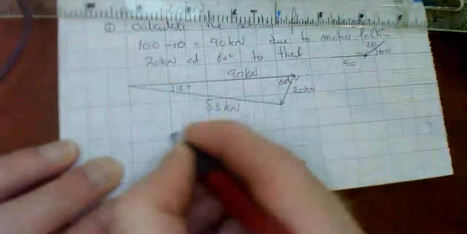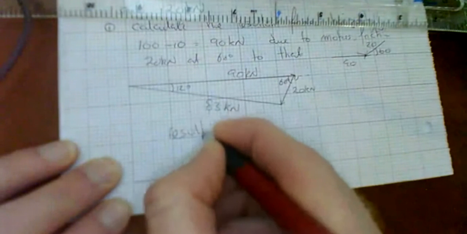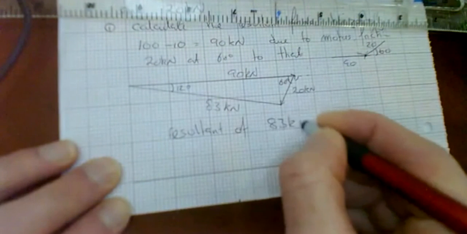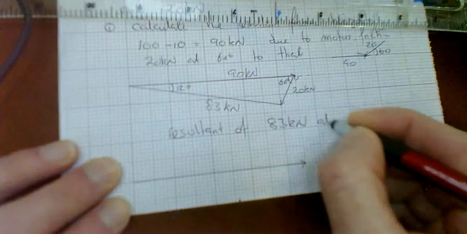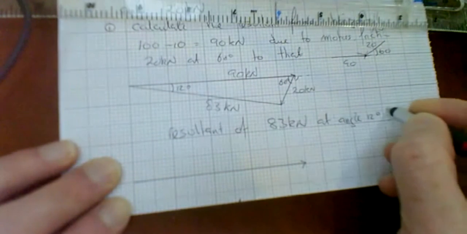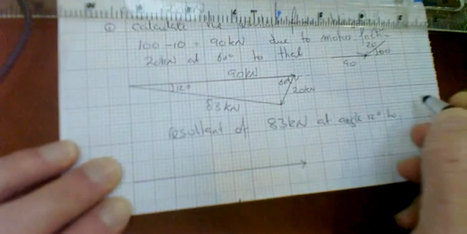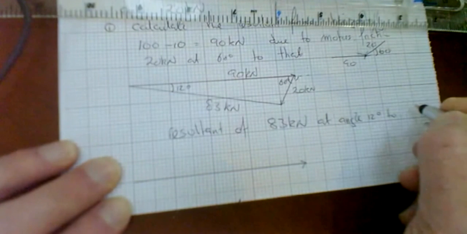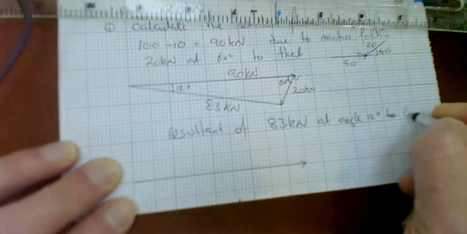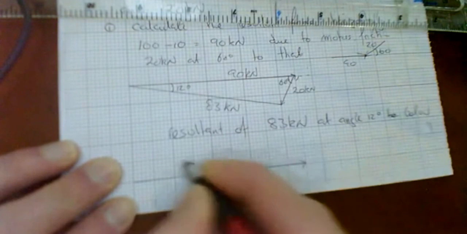So I have a resultant of 83 kilonewtons at an angle 12 degrees to the 90, or 12 degrees below the horizontal.